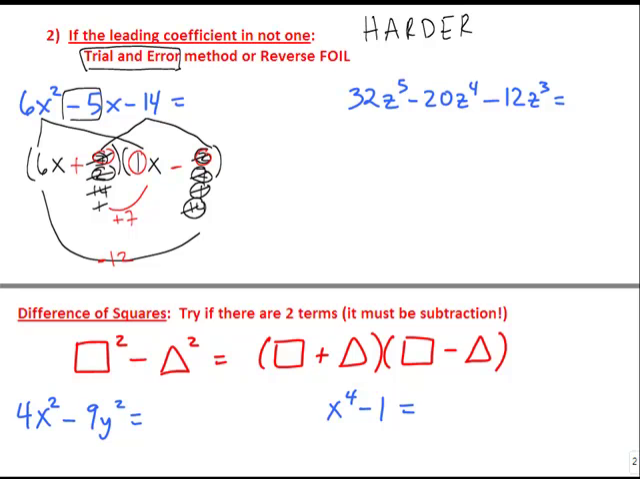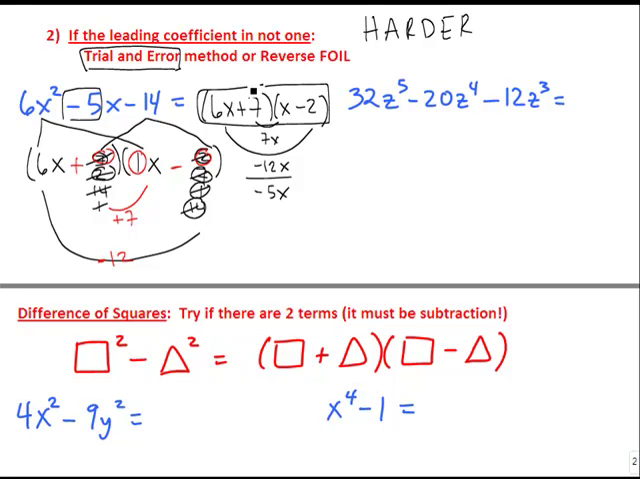So let's clean up our answer. This is what we came up with. 6x plus 7 times 1x, or just x, minus 2. And just verifying here, we get plus 7 times minus 2 is the minus 14. 6 times 1 is the 6x squared. And the inners would be 7x and negative 12x, which give me negative 5x, and that's what I wanted. So this is the correct answer.